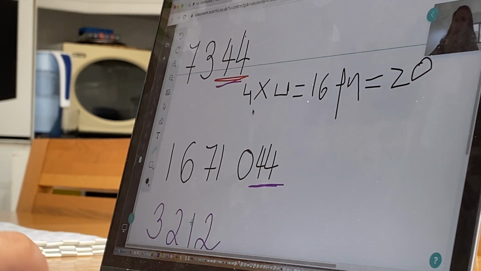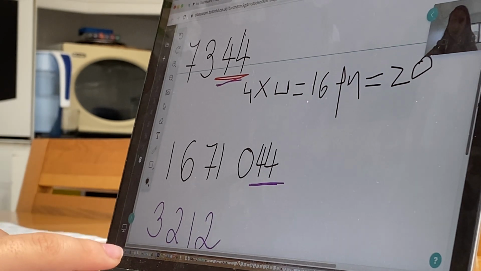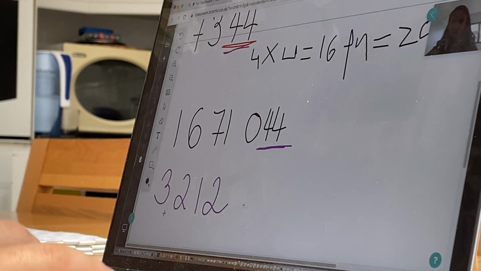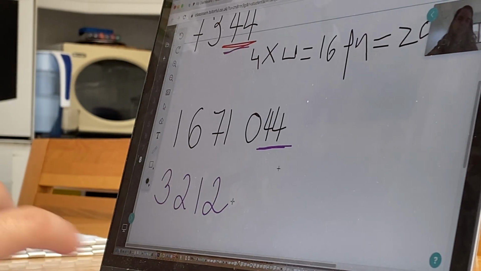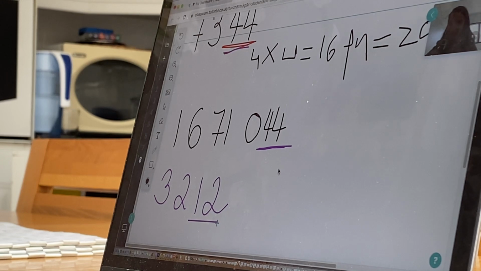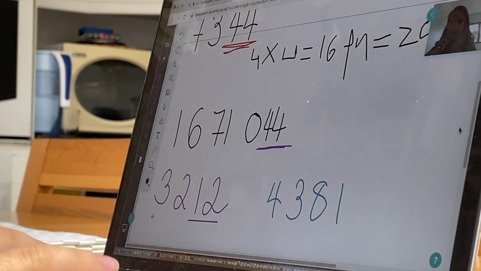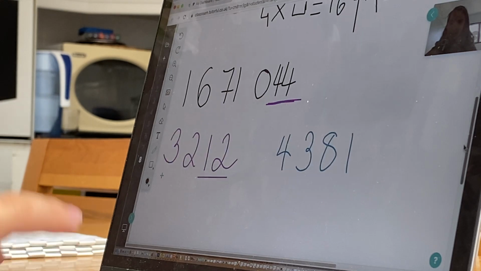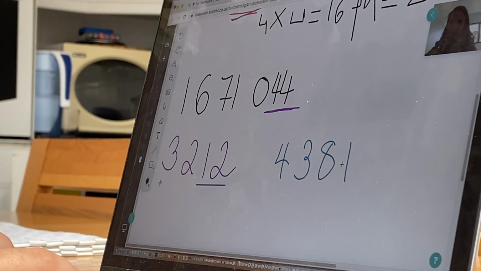3,212. Is this one divisible by 4? Yes, perfect. So we know that 12 is divisible by 4, even without having to check that. Okay, what about 4,381? Is that divisible by 4? No, because 8 times 1, 8, 16.